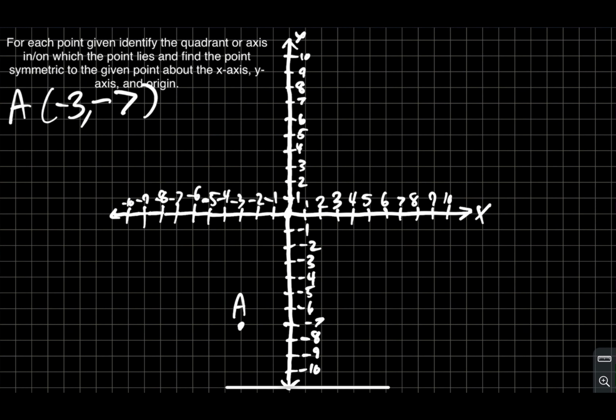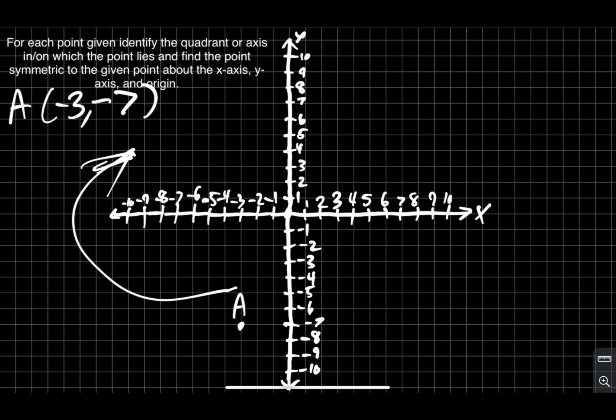So for this problem, it says for each point given, identify the quadrant or axis on which the point lies and find the point symmetric to the given point about the x-axis, the y-axis, and the origin. So we have our point A. It has the coordinates of negative 3, negative 7. And what we want to do is find a point symmetric about the x-axis. So we want this point to be in this quadrant.